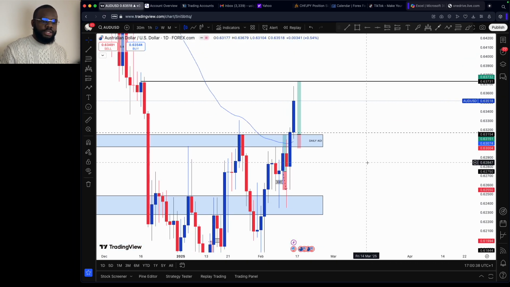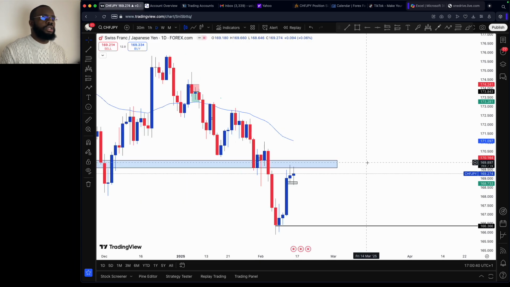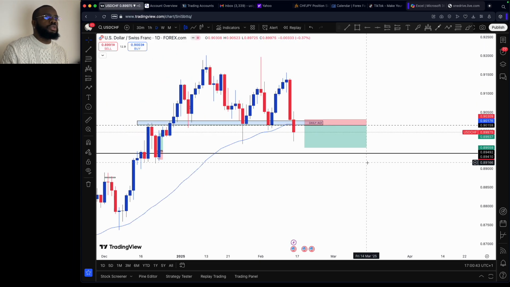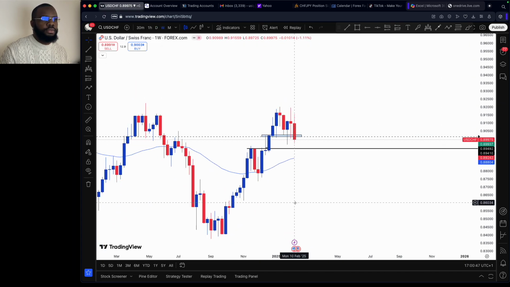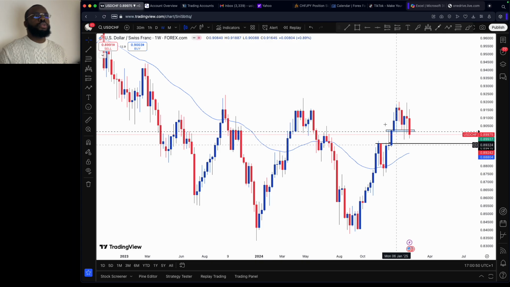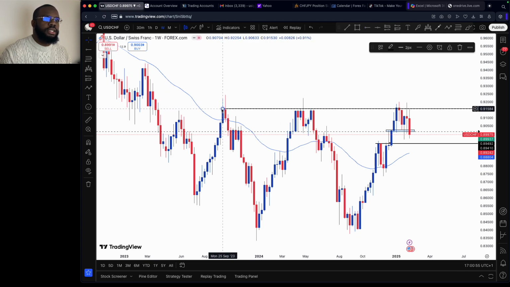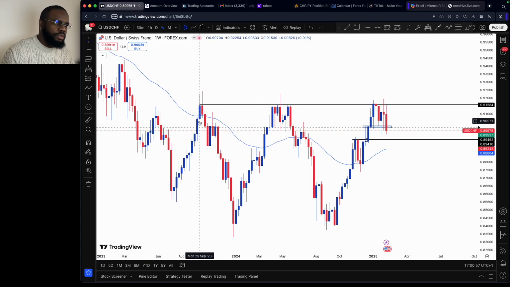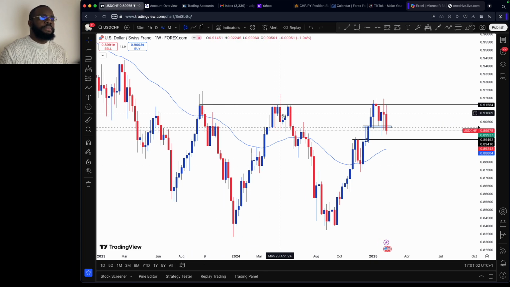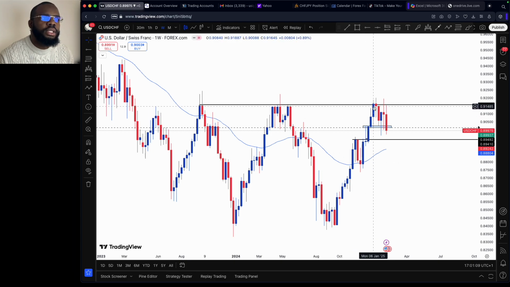The next pair I have is USD CHF. Let me start from the weekly for proper understanding. As you can see on the USD CHF, whenever price gets to this level, which is since 2023, there is always a push down. We got here, we got a push down, so we got here again, a little bit of breaking above, then we are still heading down.